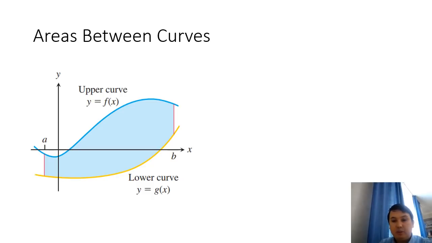Areas between two curves. So you have a function y equal to f of x, and a function y equal to g of x, and let's say that we are interested in finding the area from a to b of the region enclosed by the two curves. This blue region. How do we do it?